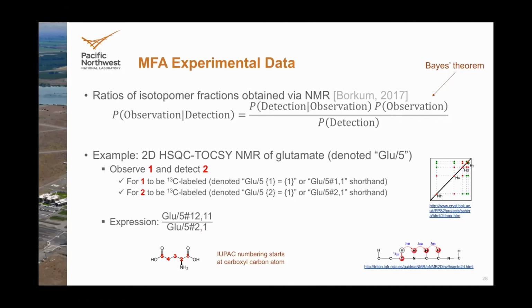And if you look at the bottom of the screen, you can see I've got the glutamate drawn there, and I've labeled the atoms according to the IUPAC numbering convention. And you'll see that the first carbon atom labeled 1 is on the right-hand side. That's because the IUPAC convention is to start at the carboxyl carbon. And on the right-hand side of the screen, you'll also see I've just got a little bit about the TOCSY-HSQC. This is quite interesting because the observe and detect maps very, very nicely to the experimental protocol.